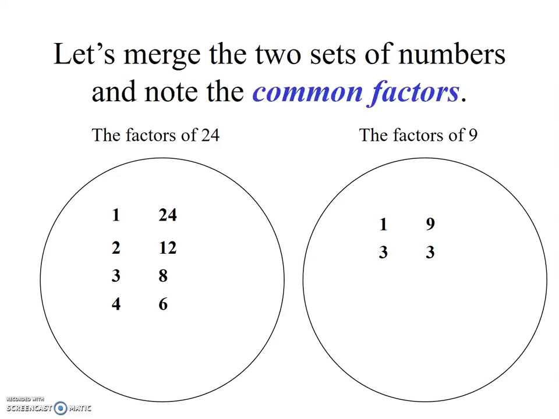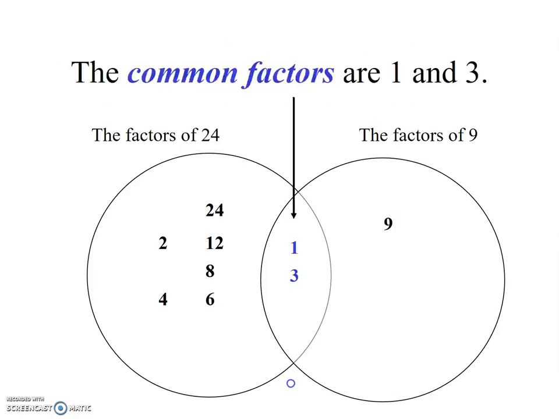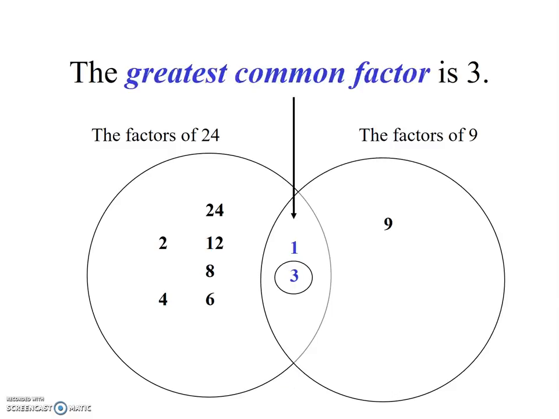And now we're going to merge these two sets together and note the common factors. And we're creating something called a Venn diagram. So both 24 and 9 have a common factor of 1. They both have a common factor of 3, but they don't have a common factor of 9. So these are the only factors that 24 and 9 have in common. So now I look at those common factors, 1 and 3, and I choose the greatest factor, which is 3. So the GCF, or greatest common factor, of 24 and 9 is 3.